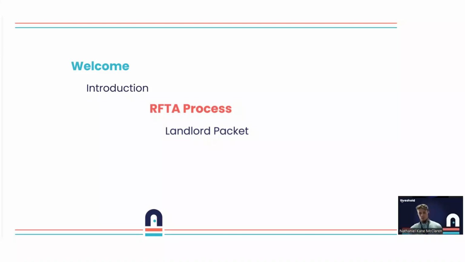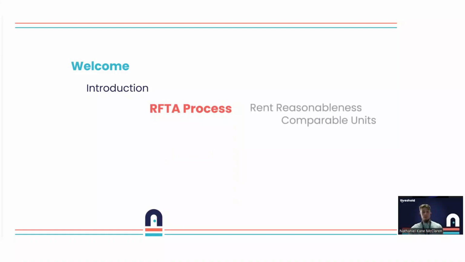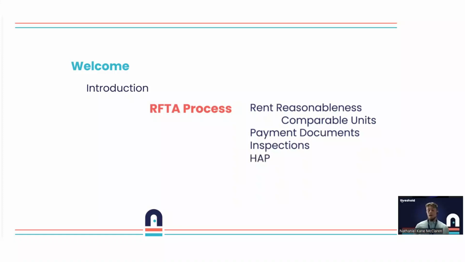So we're going to go over where to find this on our website so that you're more familiar with where to find the documentation. We're going to give you an overview of listing multiple units and some quick tips on making sure that's efficient for you if you want to streamline the process. We're going to go over comparable units, making sure that you're filling out the information correctly. Also going over payment documents, as well as inspections, some quick tips there. The HAP agreement, which is essentially the payment document between HomeInc and you as the landlord.